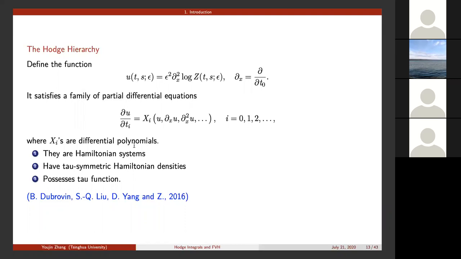And in these partial differential equations, the parameters S enter as parameters of the equations. So they are Hamiltonian systems, and they are mutually commutative, so that they give an integrable hierarchy. And also this integrable hierarchy has a tau function. You can define the density Hamiltonian so that they satisfy the tau symmetry conditions, and so we can define the tau function for this hierarchy. So they possess tau functions. In this way, we obtain the so-called integrable hierarchy that controls the Hodge integrals.